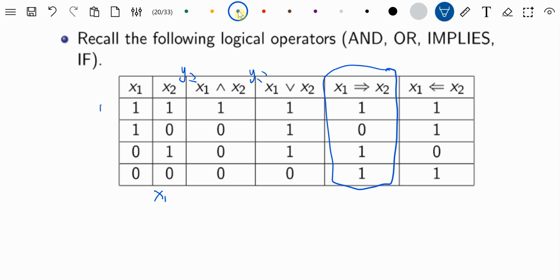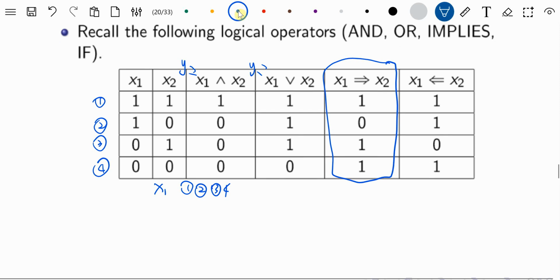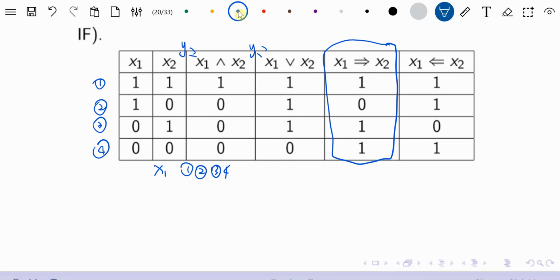Let's label these examples the training set so that it's easier to refer to them. At the beginning, the training set is 1, 2, 3, 4. If we split according to feature 1 first, then feature 1 is either 1 or 0. If it's 1, the subset is 1 and 2. If it's 0, the subset is 3 and 4.